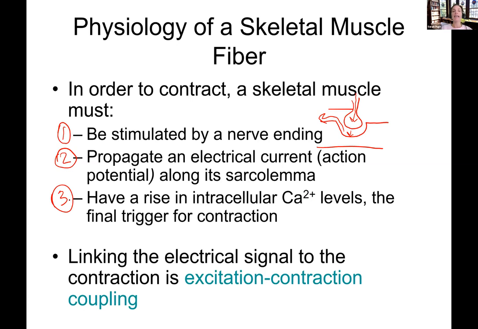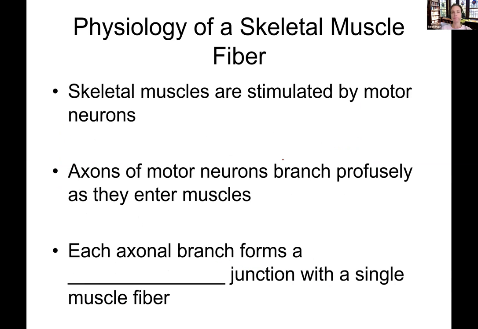Okay. Now, anytime we link the electrical signal that's coming down the neuron up here to a muscle contraction, we call that excitation contraction coupling. So you may see that in your book if you're reading along. Now, one thing that all of our skeletal muscles have in common is they're all under voluntary control. That means your brain tells them when to contract. So skeletal muscles have to be stimulated by a motor neuron. Now, I know we haven't done the nervous system yet, so you might go, well, what's a motor neuron?